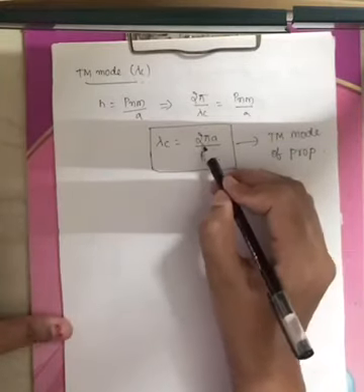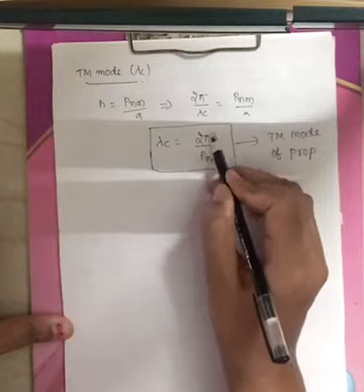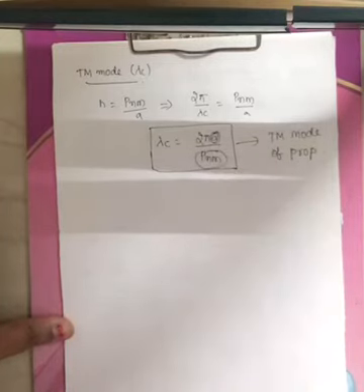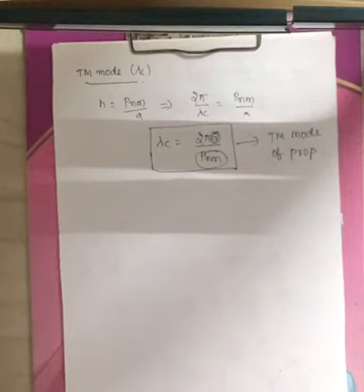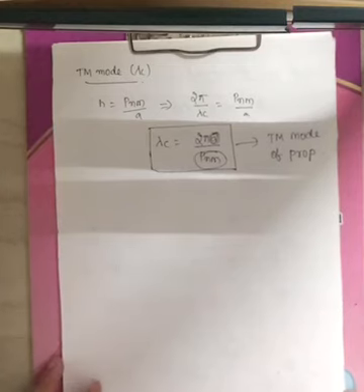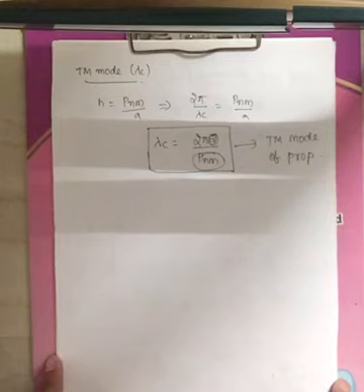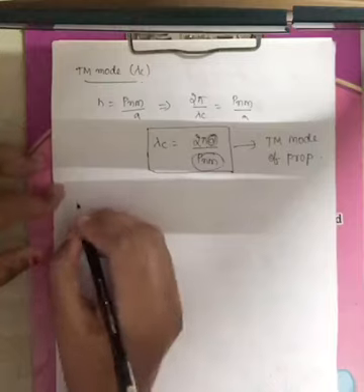Here 2 into 3.14, where A is the radius of the circular waveguide and P dash nm is the root value for that particular n value and m value under TE mode of propagation. This is the formula of cutoff wavelength under TE mode of propagation and TM mode of propagation.